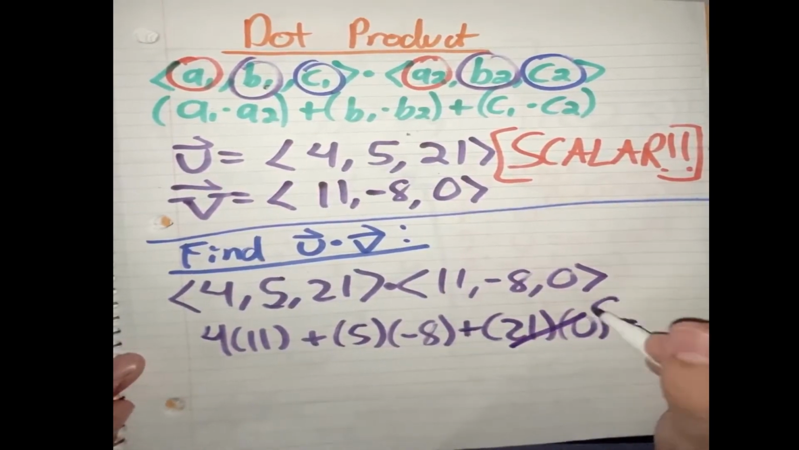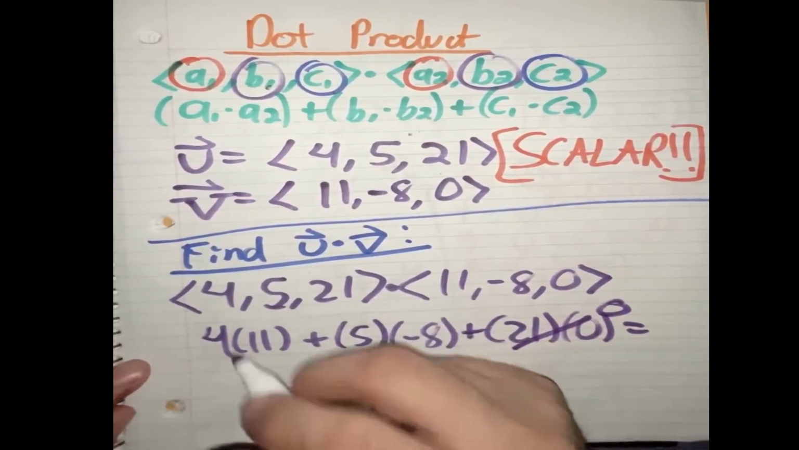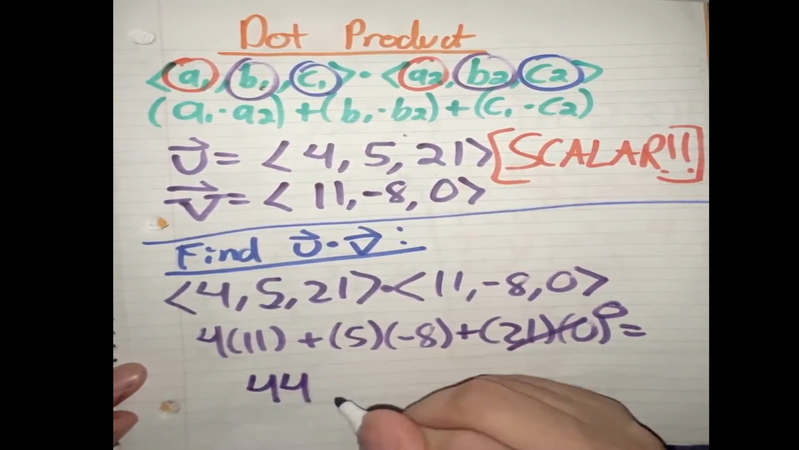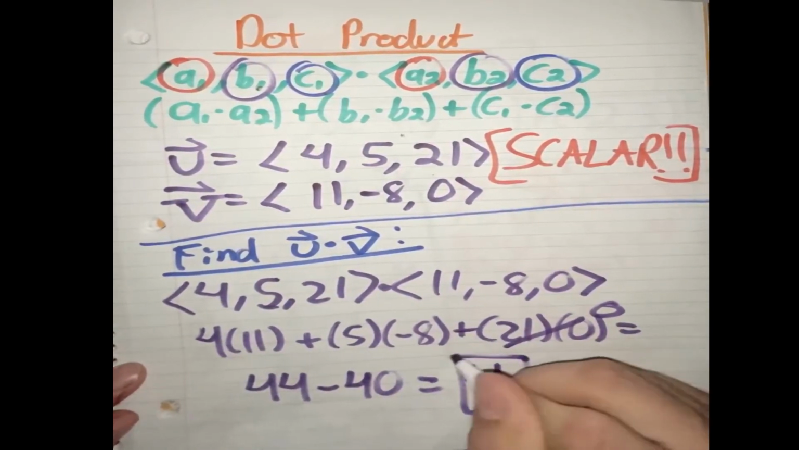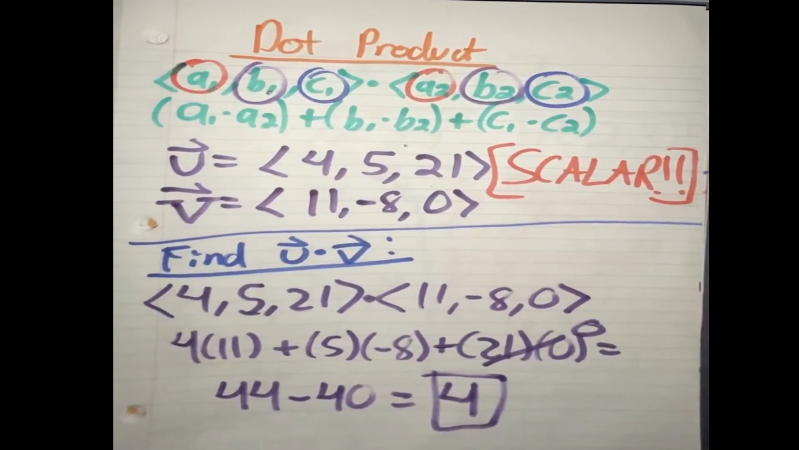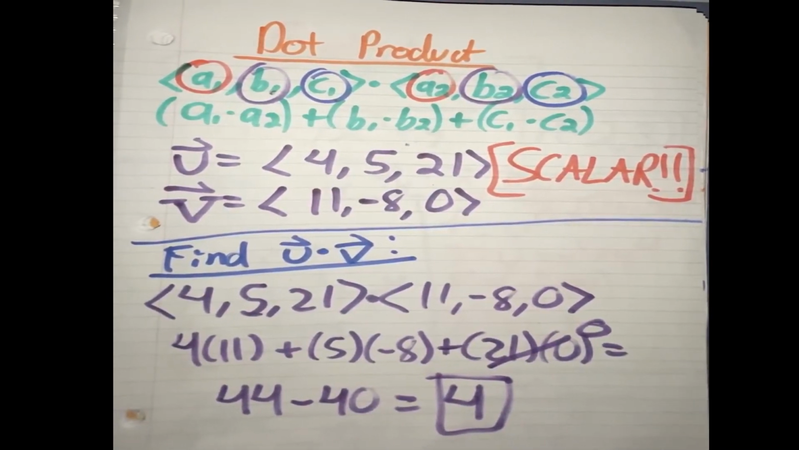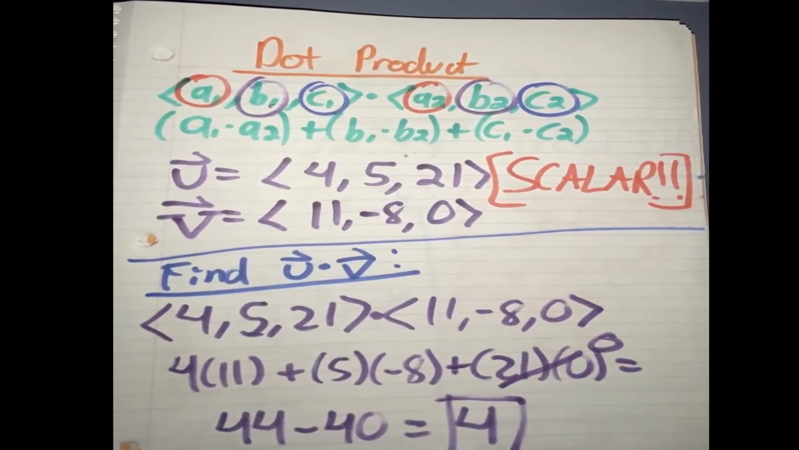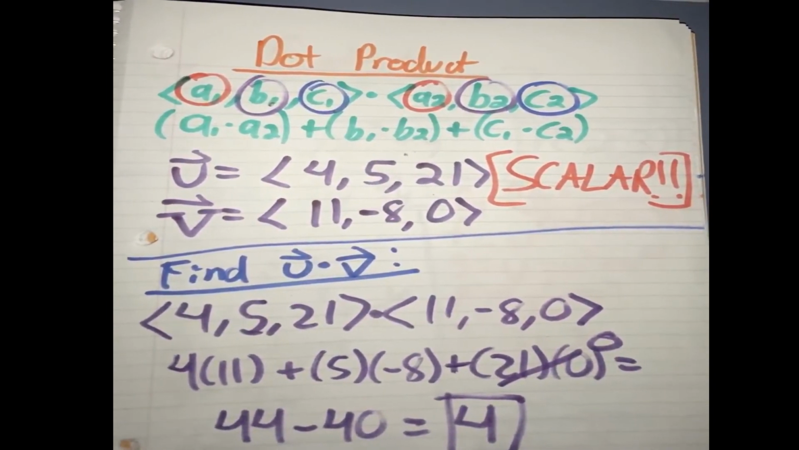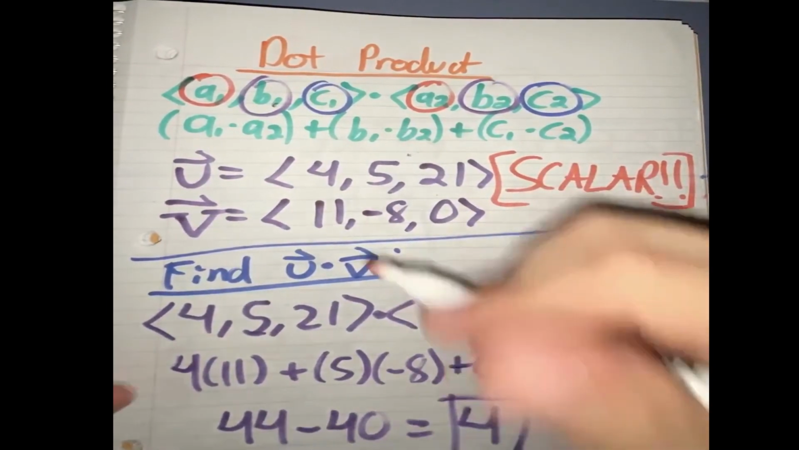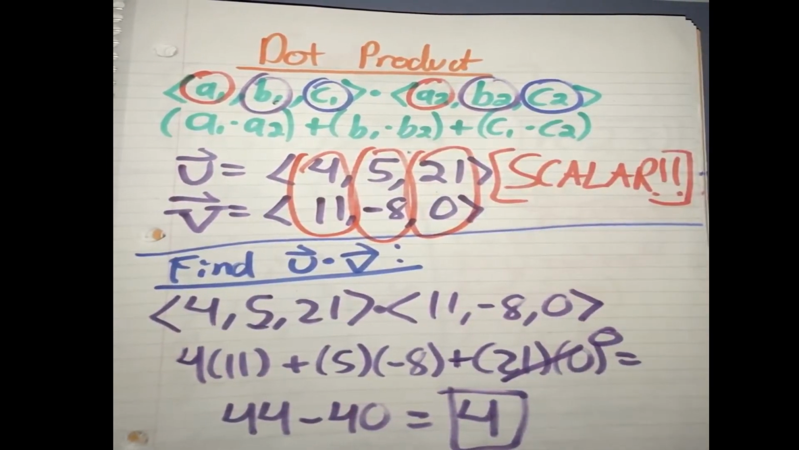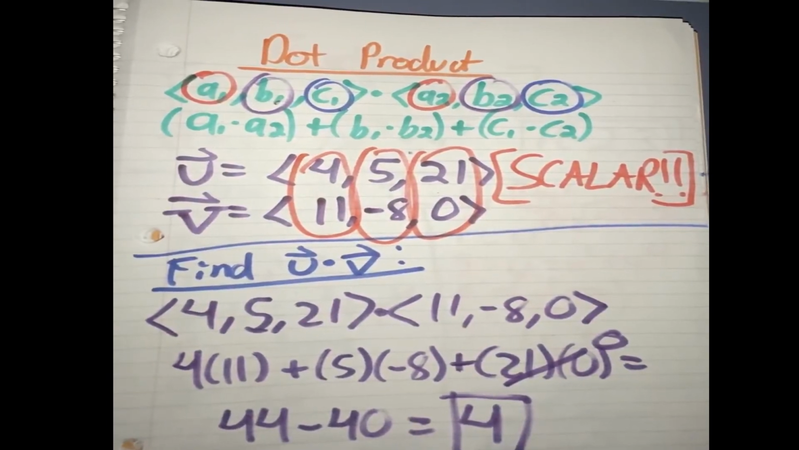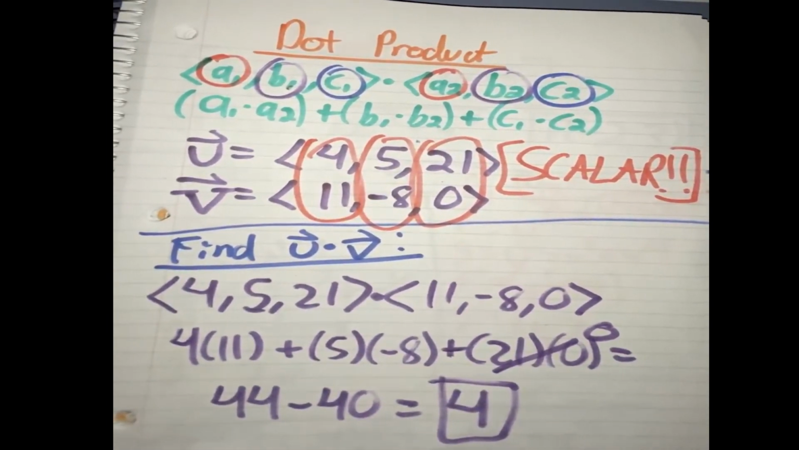And what does this equal? So this zeroes out. -40 plus 44. 44 minus 40 is equal to 4. And that's how we compute a dot product. So pretty simple, pretty straightforward. Just multiply the elements together. Multiply these together, multiply these together, multiply these together. And you just simply add them together. Straightforward. You use a dot.